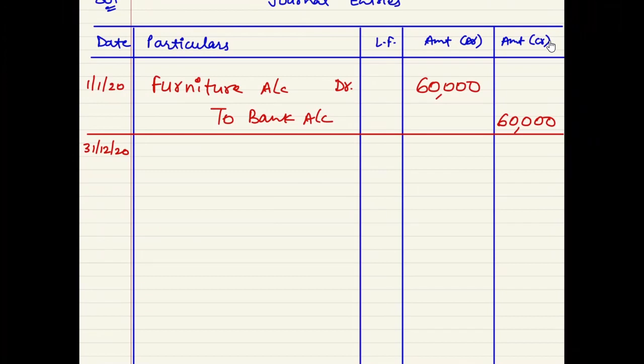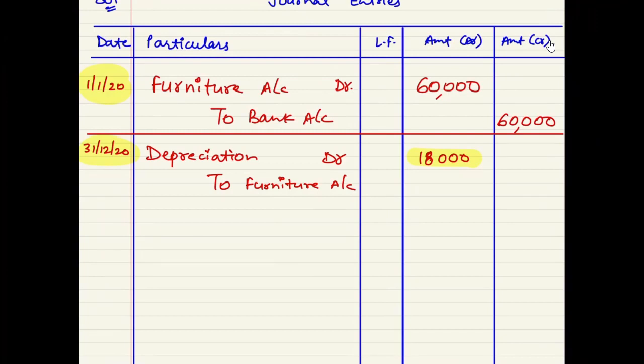Now after 1 year, we will charge the depreciation. For depreciation, I will reduce the value of the asset: depreciation account debit to furniture account. This is the first year, so 18,000. Basically the asset is purchased on 1st of January and on 31st of December, this is a full 1 year. That is why I am charging the full depreciation of 1 year.